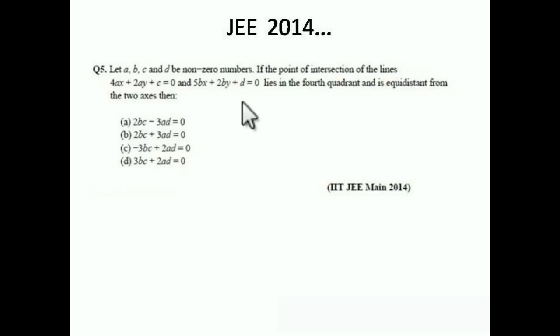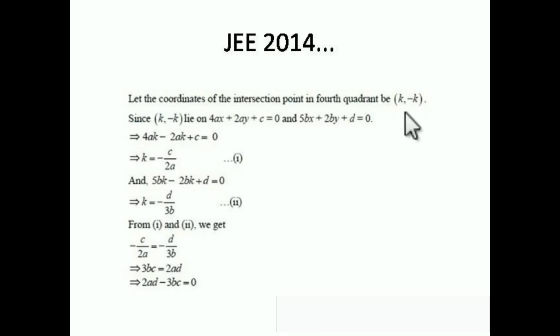If it is equidistant from the axes and the point is in the fourth quadrant, then I can take that point as (k, -k), because in the fourth quadrant the x coordinate is positive and the y coordinate is negative and both are equidistant, so I can take the same value, that is k. So my point is (k, -k). Now I have two lines. I'm just going to put this point in these two lines, solve, and get my answer. Just put here and here.